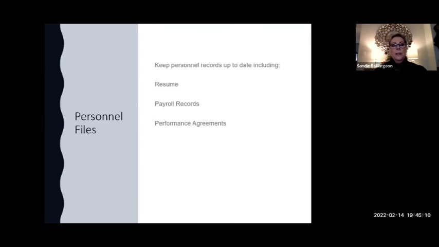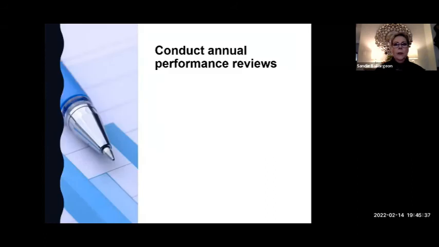Keep your personnel records up to date always, including the resume. If you have a long-term employee, you may not have the resume anymore, but make sure that you have their payroll records and any performance agreements. If you have performance agreements, in other words, where you want your employees to meet certain targets, that would be considered a performance agreement. Any progress reports, that would be your performance reviews, and the annual performance reviews as well.